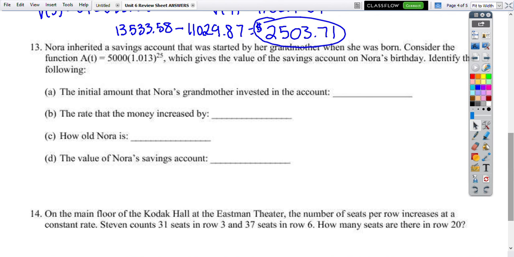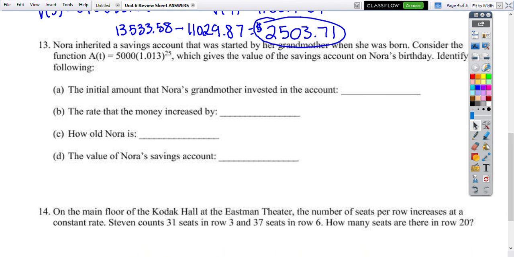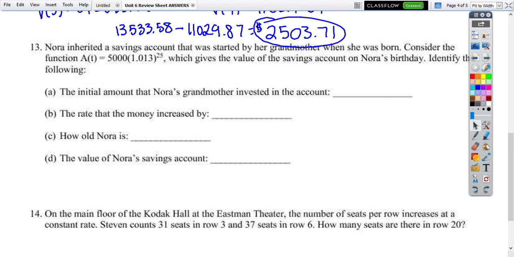So remember, y equals a b to the x. So this is my initial amount, okay? This is my growth factor. Remember, it's equal to 1 plus r, okay? And then this is the amount of time, that's the exponent. So the number in front that we start with is 5,000, so that's the initial.